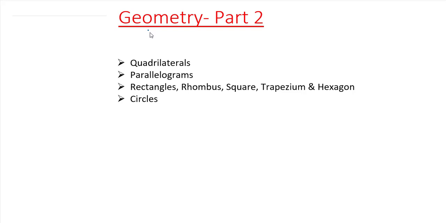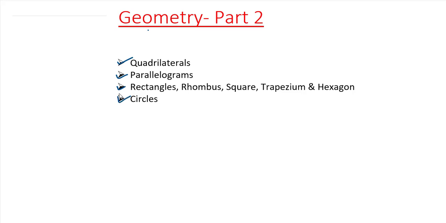In the previous video we have discussed about angles, polygons and circles. So if you haven't watched that video, please go and watch that video before continuing with this one. In this video we will discuss about basic properties of quadrilaterals, parallelograms, rectangles, rhombus, square, trapezium and regular hexagon, and then finally we'll discuss the properties of circles.